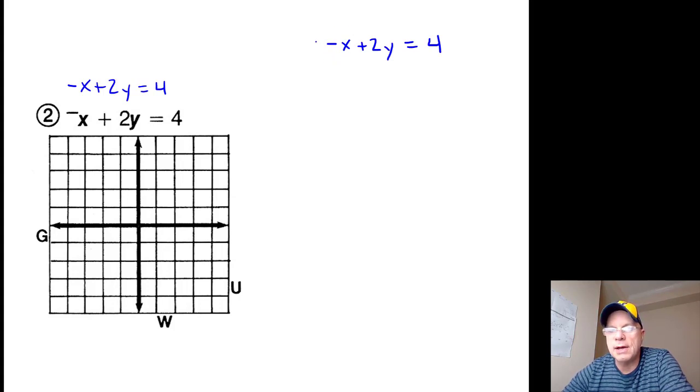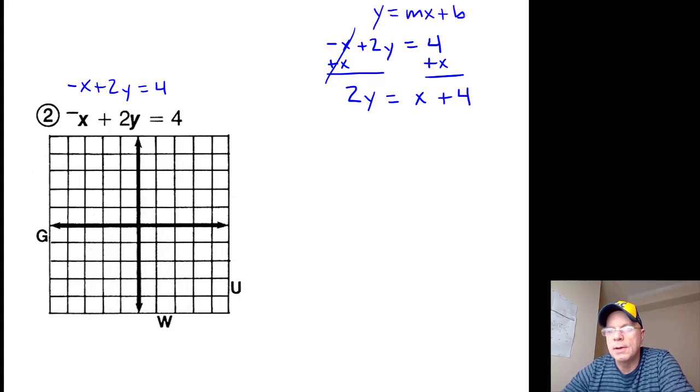Now this time, in order to get rid of negative x, I add x, because negative x plus x is 0. And so I have to add x to the other side of the equation. This term becomes 0, and I get 2y equals 4 plus x, which is the same as x plus 4. I want the variable term first because remember we're working towards this form. And then I would divide both sides by 2.